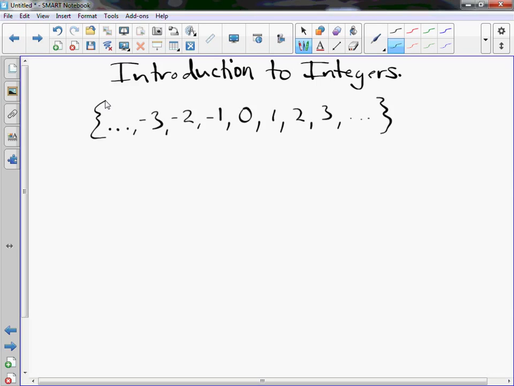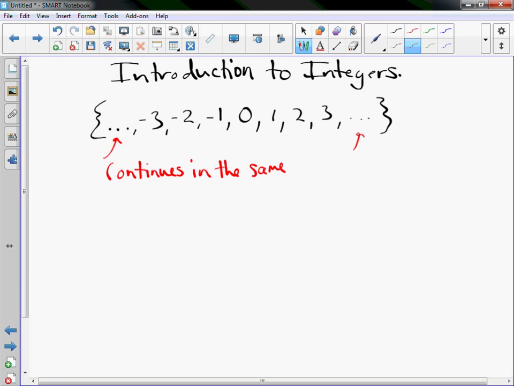The dots that lead in and the dots that lead out mean that it continues in the same pattern to the left and continues in the same pattern to the right.